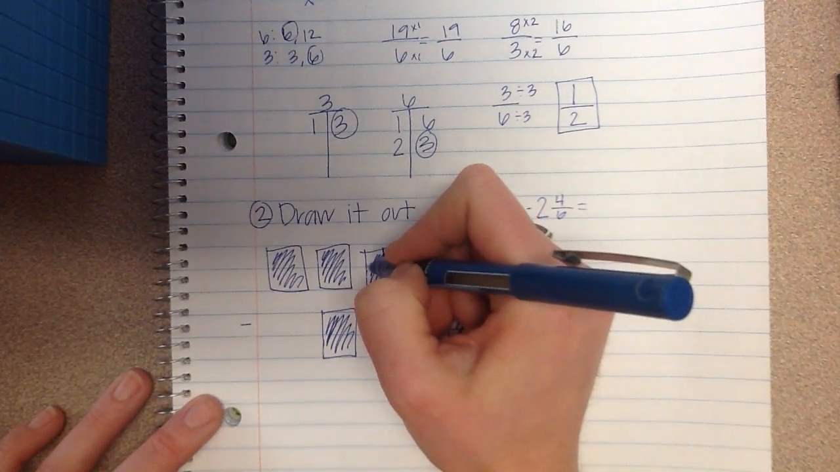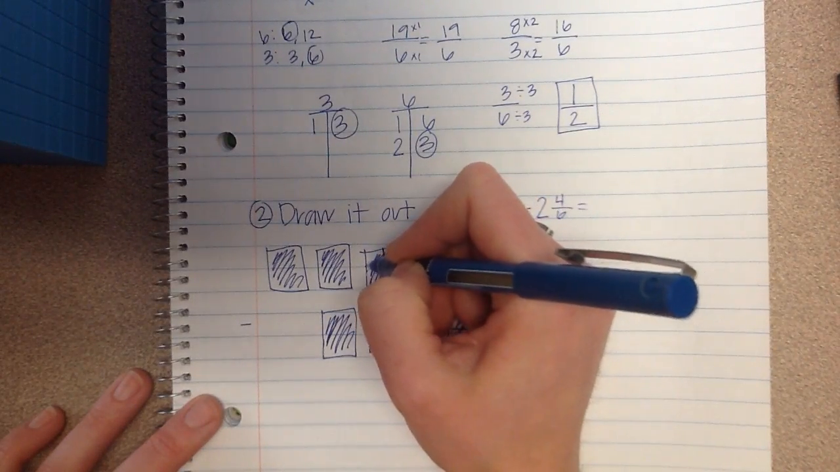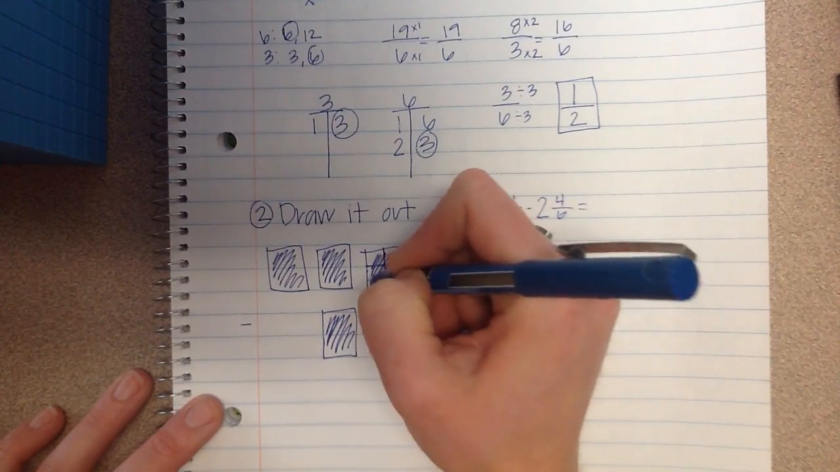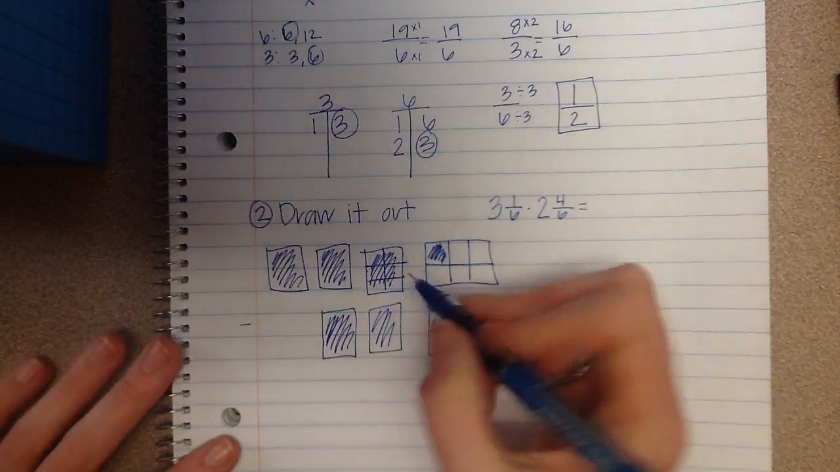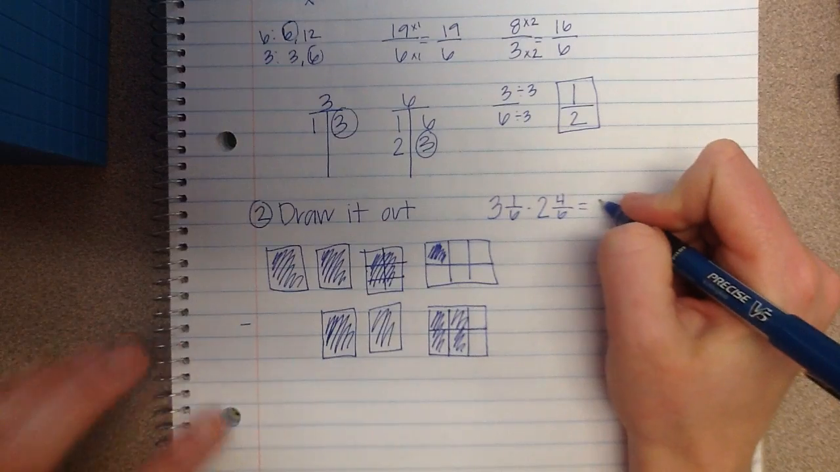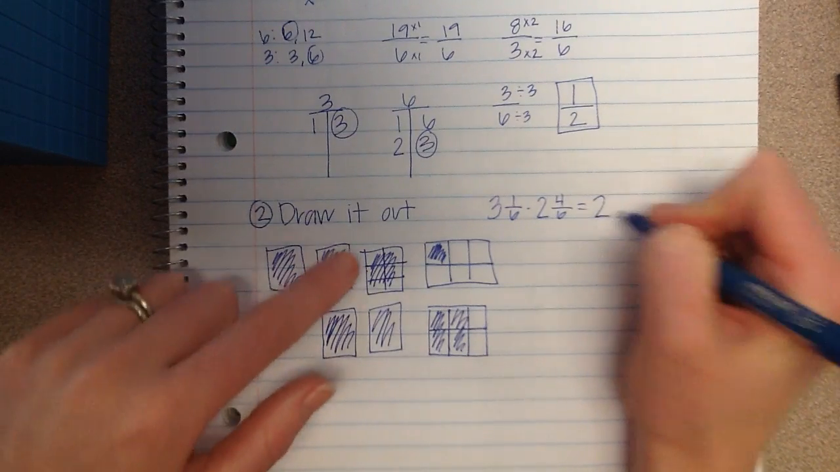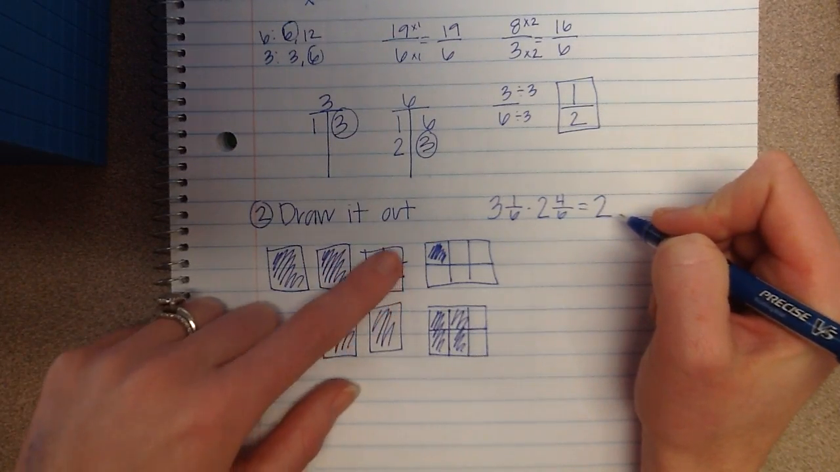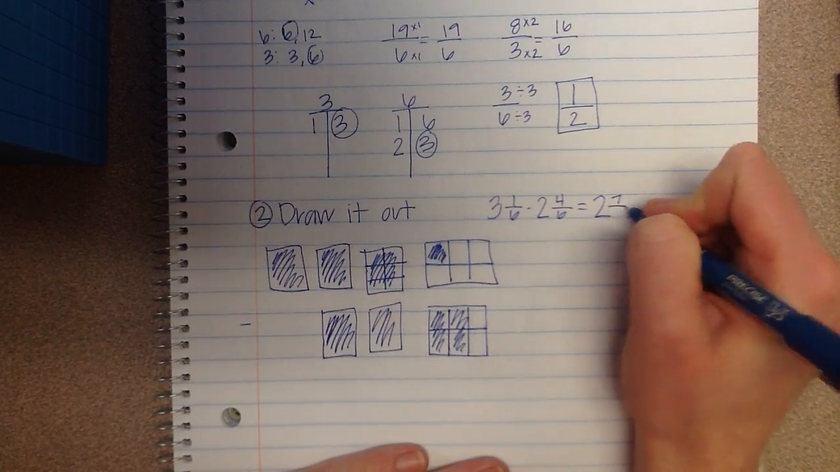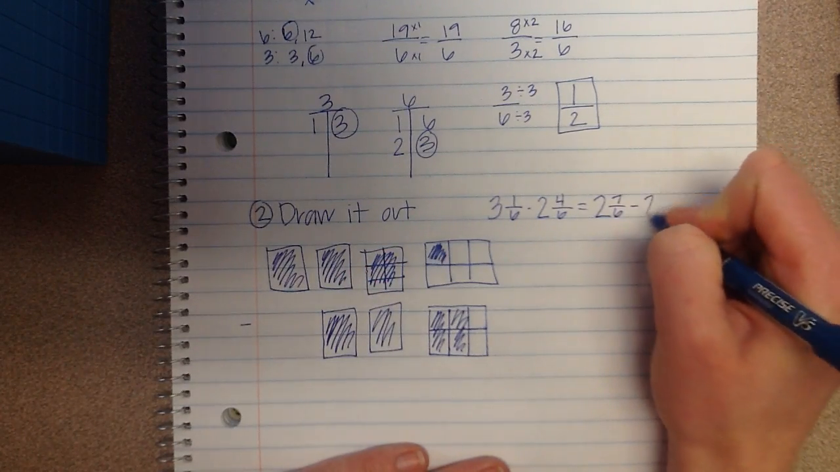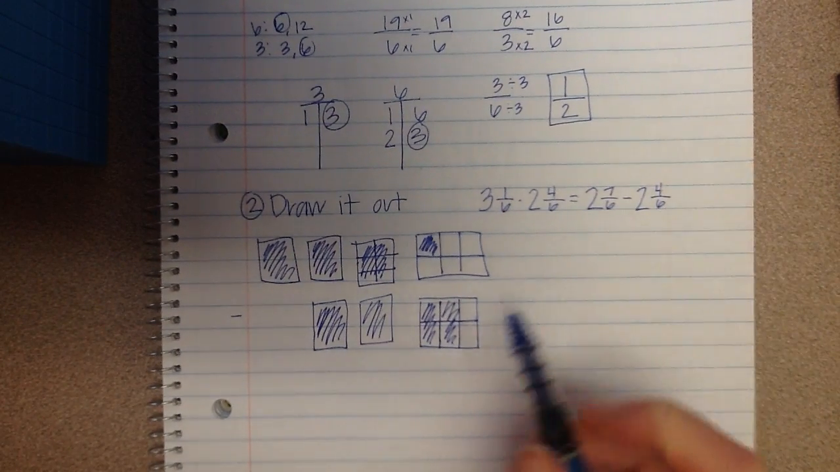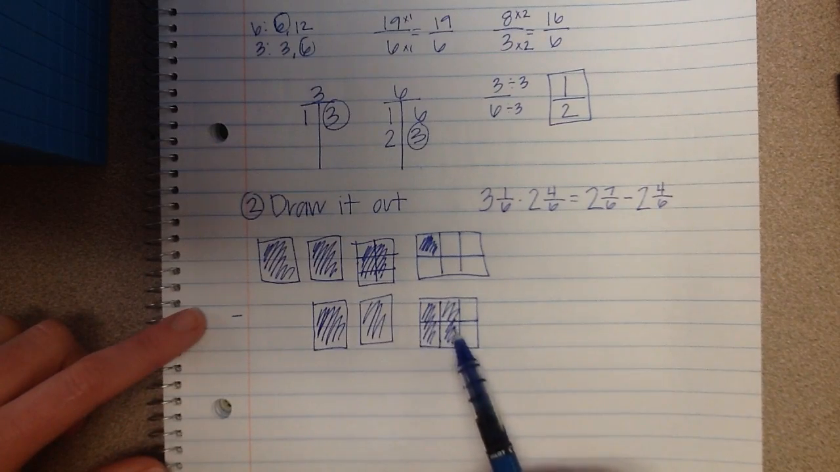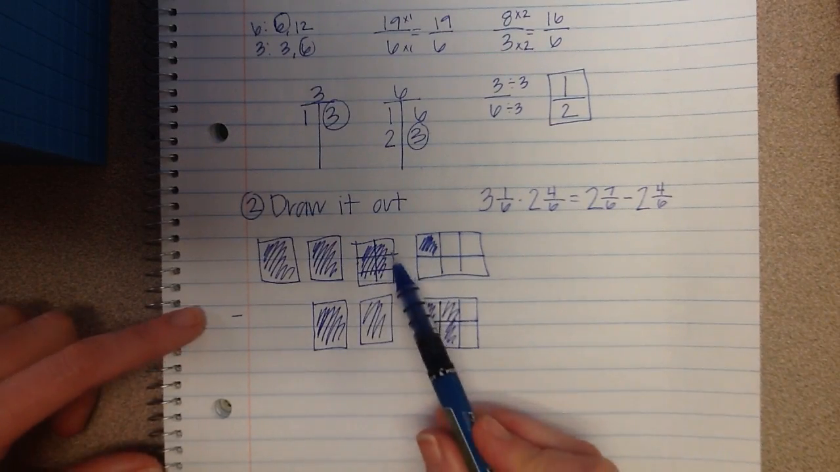Sorry, I was going to try to draw it the same way, but I broke it in half and then split it. So now I have really 2 and 1, 2, 3, 4, 5, 6, 7, 7/6 minus 2 and 4/6. Okay, so they had 4 here and I only had 1, so that's why I had to break this down.